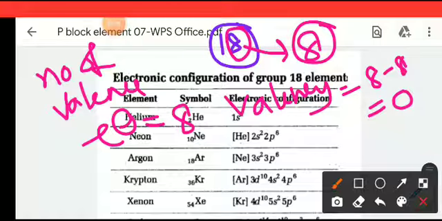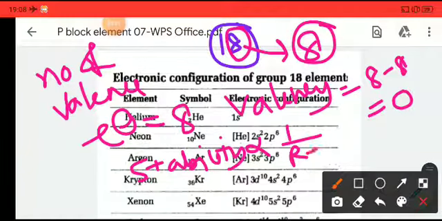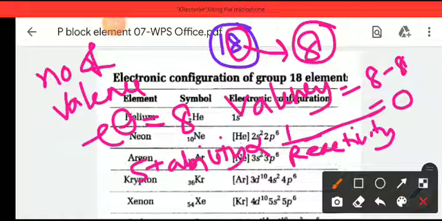As we know, stability is inversely proportional to reactivity. As group number 18 elements are highly stable, they are least reactive. So what we get from group number 18 is that the number of valence electrons is 8, because the last digit of group number 18 is 8, and the valency will be 8 minus 8, that is 0.